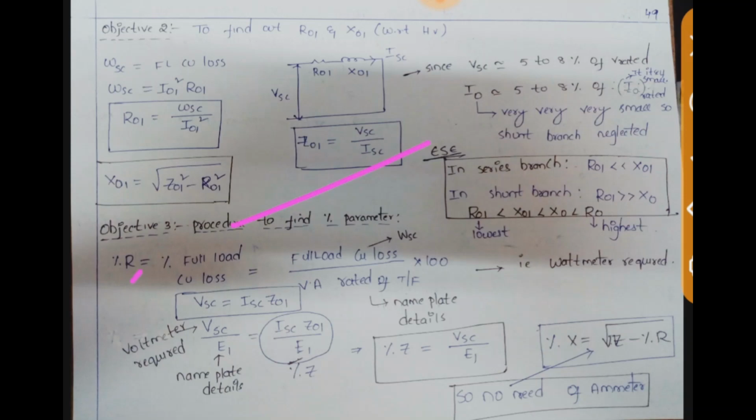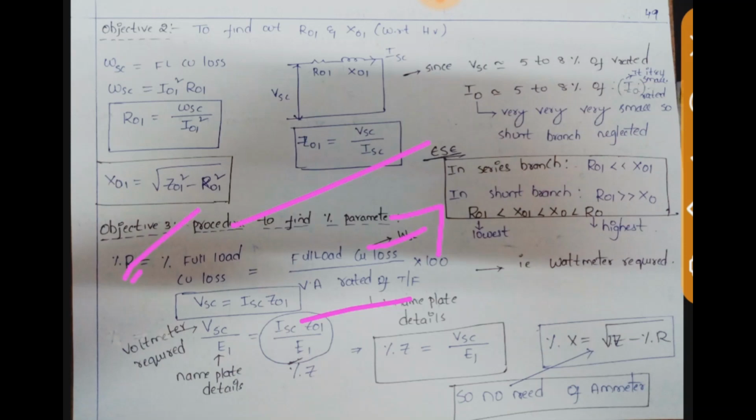See, total copper losses is given by the wattmeter reading. This wattmeter reading divided by the VA rating of the transformer, which is already mentioned on the nameplate details, gives percentage R. Now what you need is percentage Z. I told you previously about Z.